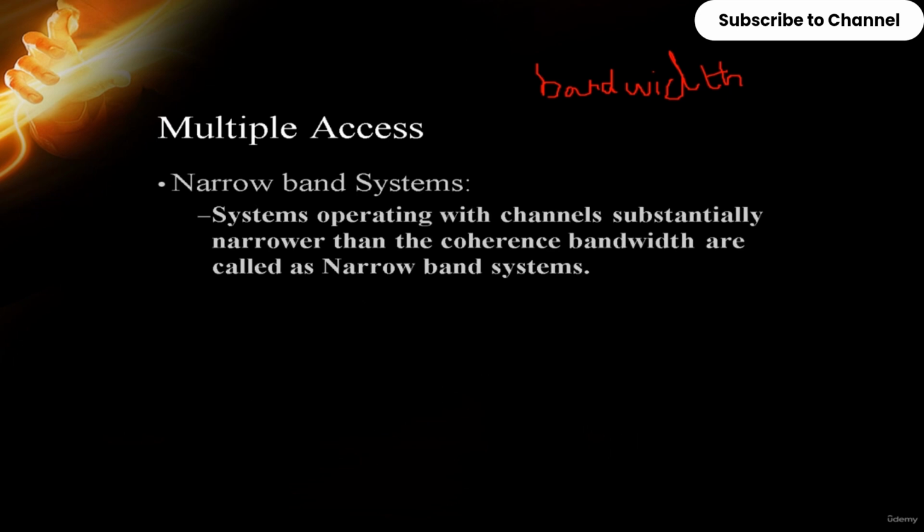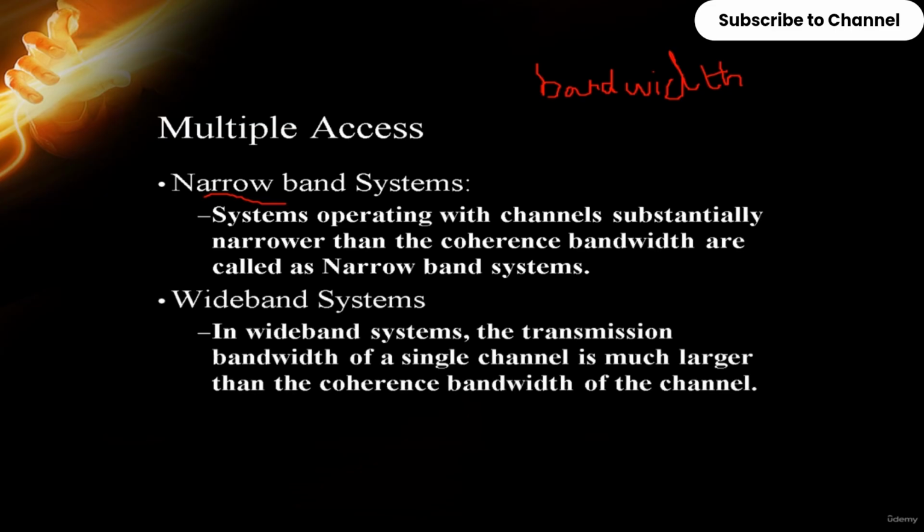They are narrow band signals. Narrow band signals, if the signal is very small, that is, the system can operate with the narrower coherence bandwidth with the available bandwidth. This is known as the narrow band system. Next is the wide band system. In wide band systems, the transmission bandwidth is much larger compared to narrow band. The name itself tells us it is a wide band. The bandwidth is much larger.